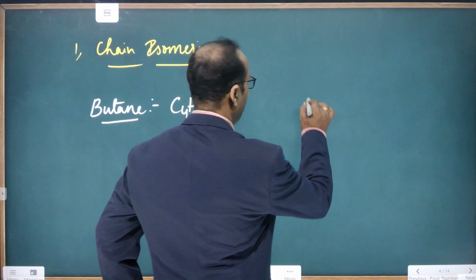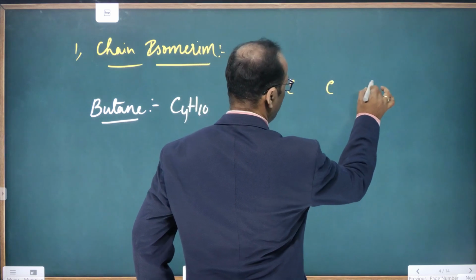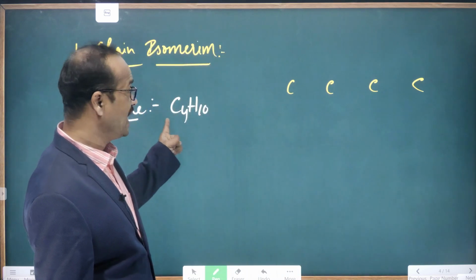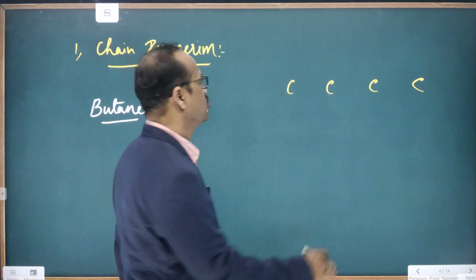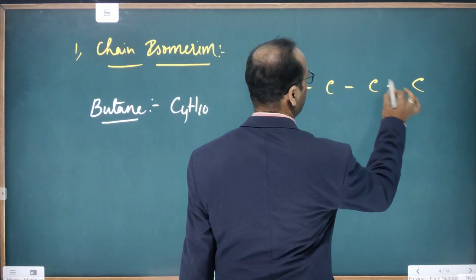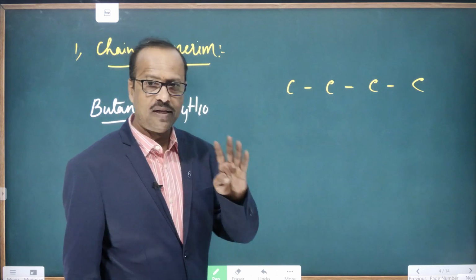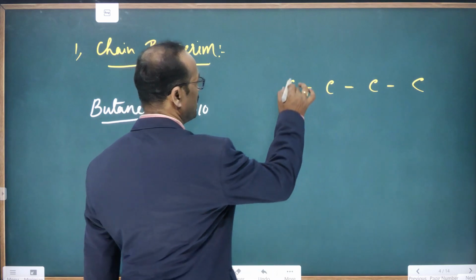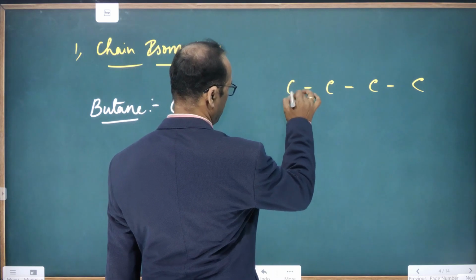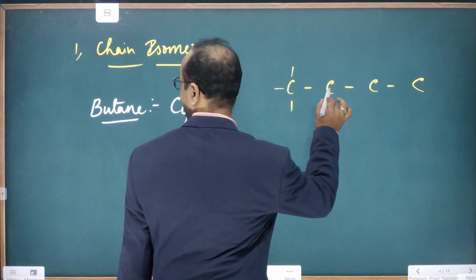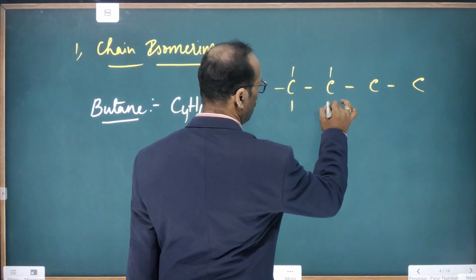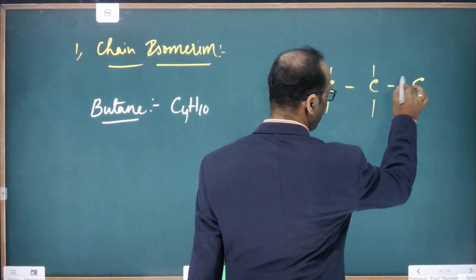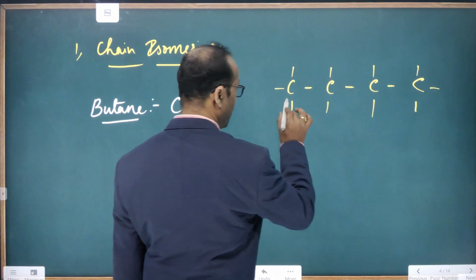So first, what do I do? 1, 2, 3, 4. See, 4 carbons are there. And this is ane. Ane means single bonds. So put single bonds. Now carbon valence is 4. It can form 4 bonds, and 1 bond is formed with this carbon. So how many more does it require? 3. So 1, 2, 3. This carbon has 2 bonds, one there, one here, so 2 more are required. This also has 2 bonds, so 2 are required. This has 1, 1, 2, 3.